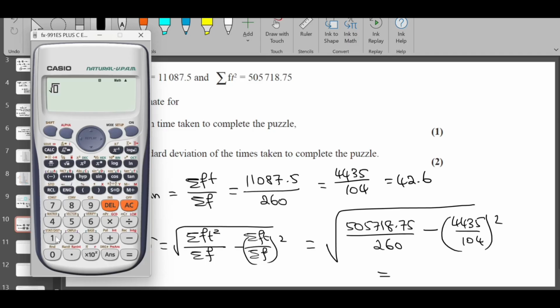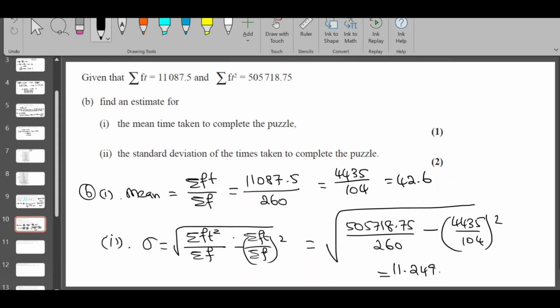Okay, square root of 505718.75 over 260 minus 4435 over 104, whole square. 11.249, round it to 3 significant figures, 11.2.